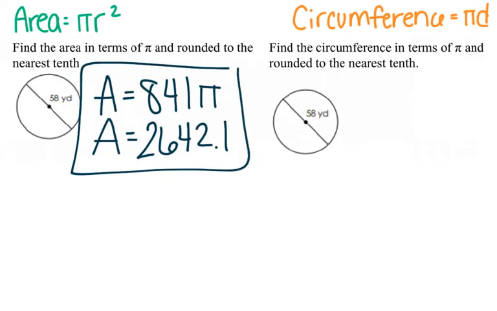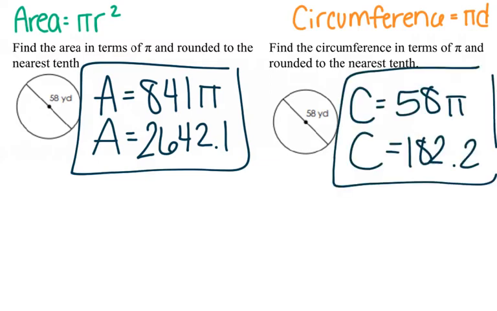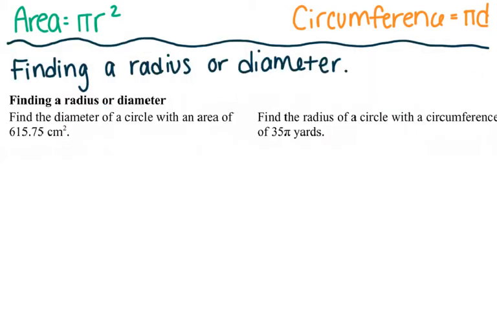Okay, so here's what I got. I got area is 841 pi. The diameter was 58, which makes the radius 29. 29 squared is 841. And when I rounded it to the nearest tenth, I got 2,641. For circumference, I got 58 pi, and rounded to the nearest tenth, I got 182.2. So hopefully you got the same thing. If not, you can ask me for help.